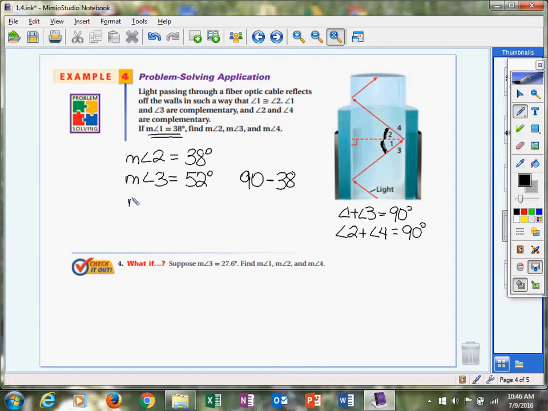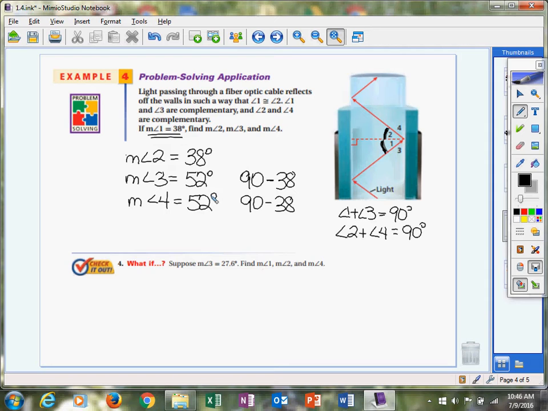And the same thing is going to be true for angle 4. They're complementary, so we're going to do 90 minus 38 again, which is also 52 degrees. Okay? So pretty easy stuff. We're applying the information we've been given, and we know what complementary means, and we're using our knowledge of complementary angles to find this.